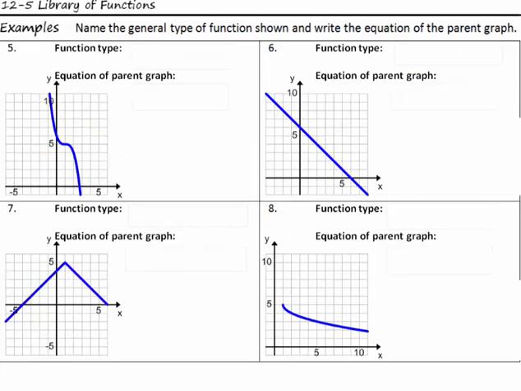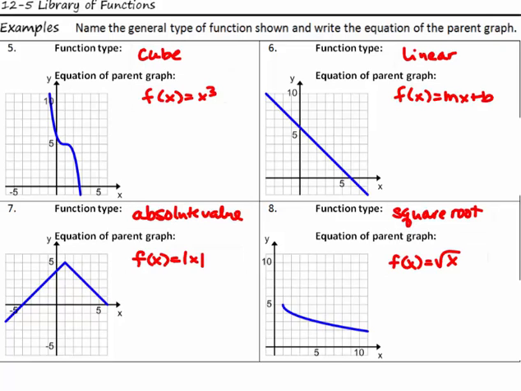Okay, we're going to do the same thing at the bottom of the page. So try to identify the type of each graph and then the equation of the parent graph. Okay, you can go ahead and double check your work, make any corrections that you need.